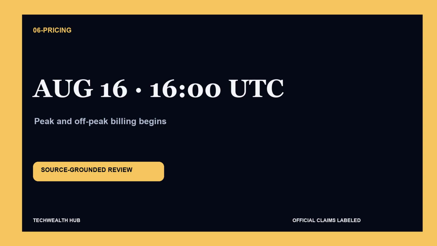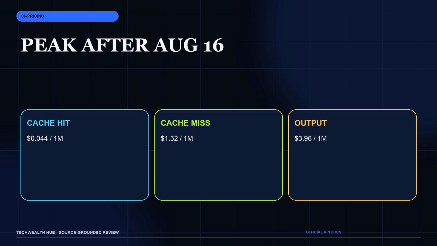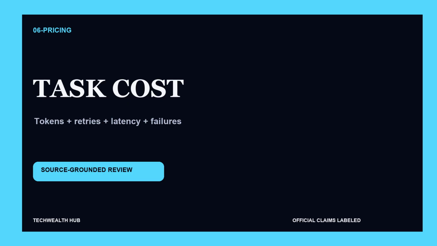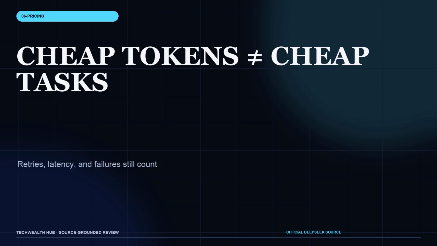On August 16th, peak and off-peak rates begin. Off-peak becomes 2.2 cents cached, 66 cents uncached, and $1.98 output. Peak doubles those rates to 4.4 cents, $1.32, and $3.96. Peak windows are 01 to 04 and 06 to 10 UTC. Pro's concurrency limit is 500 versus 2500 for Flash. Cheap tokens do not erase lower concurrency, retry cost, or latency.